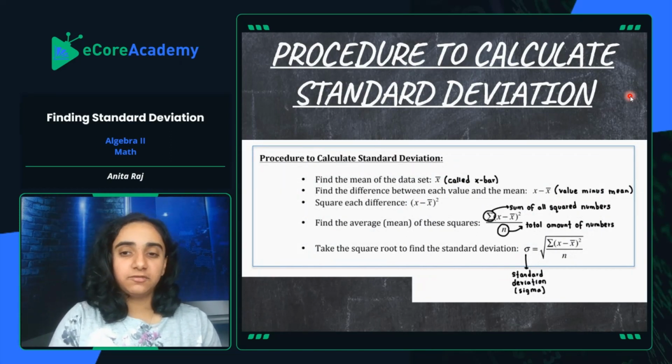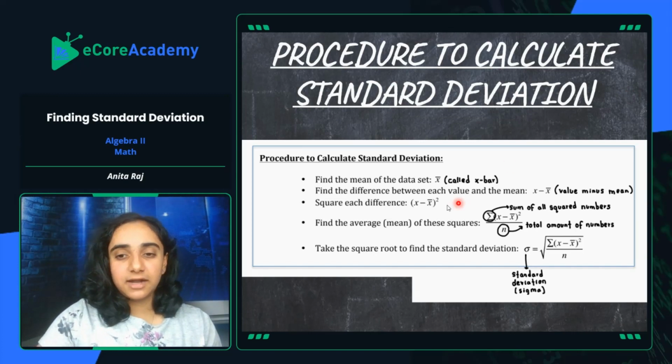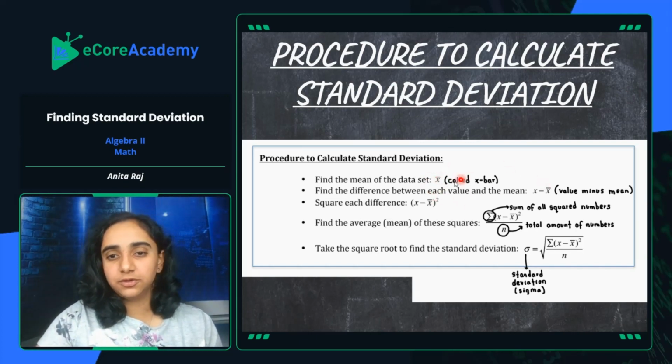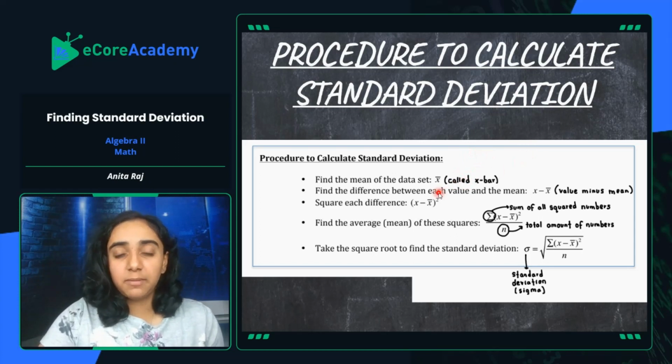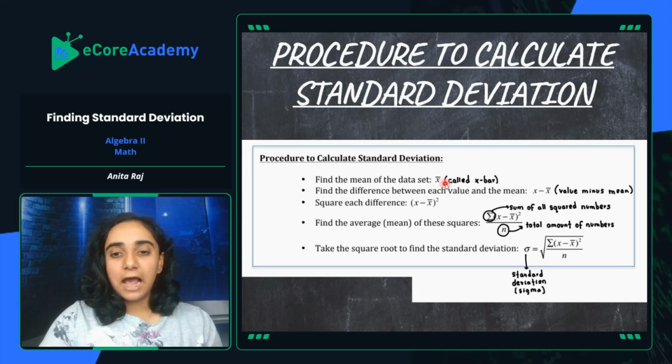First, you're going to find the mean of the data set, and it's represented as an x with a little bar above the x, and we call this x bar. You can call this symbol the mean, or you can call it x bar, same thing. When you see this x with a bar above it, it means we're talking about the mean of a data set, or the average. We find the average by adding all the values in a data set together and then dividing by the number of values.